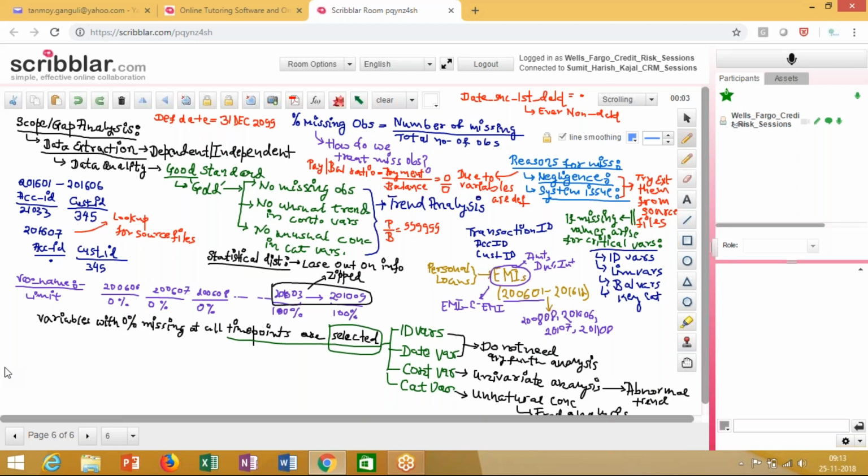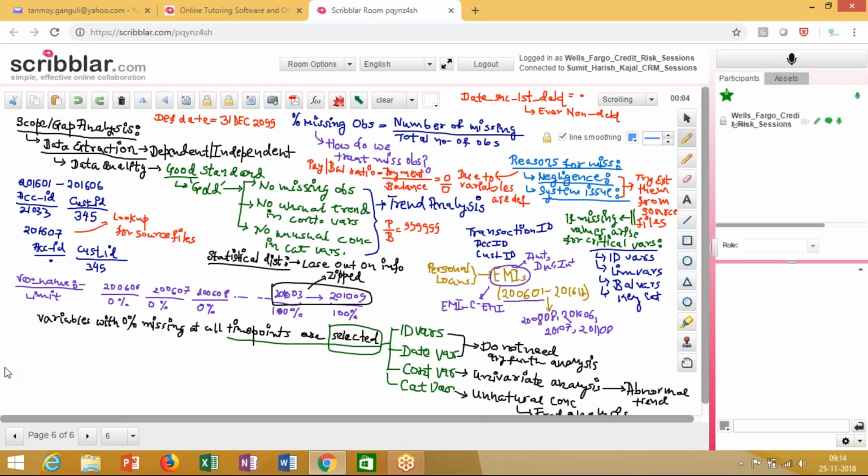Right. So obviously what we try to do over here is we try to create a control, a checklist of certain procedures which would help us ensure that the data is of a gold standard. While we started talking about the gold standard data, we had also been talking about the different controls that we are going to impose. One of them was no missing observations. The second was no unusual trend in continuous variables, and no unusual concentration in the categories of categorical variables. So these were the three broad controls that we had talked about, right?